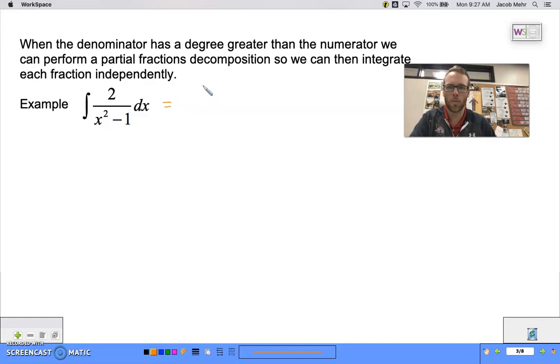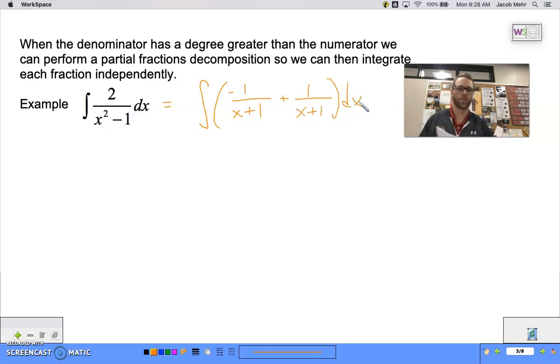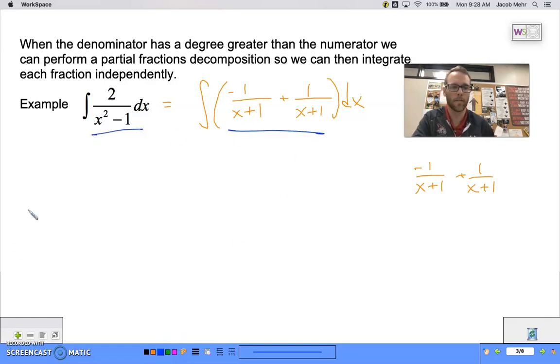Now, I've already done this one, okay? I know that 2 over x squared minus 1, let me just double check it so I don't get it wrong for you guys, is equal to negative 1 over x plus 1 plus 1 over x plus 1. Now, if you don't believe me on that, well, let's just do a little work off to the side to check that this is really equal to that.